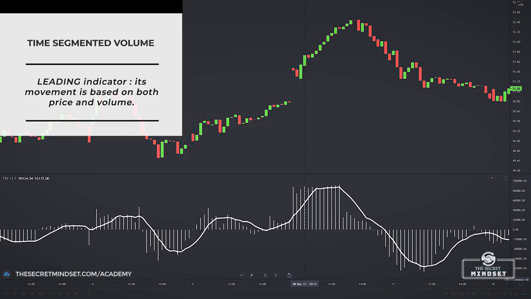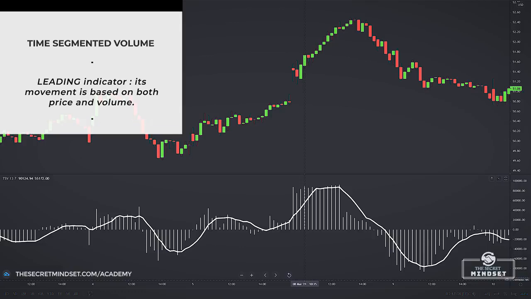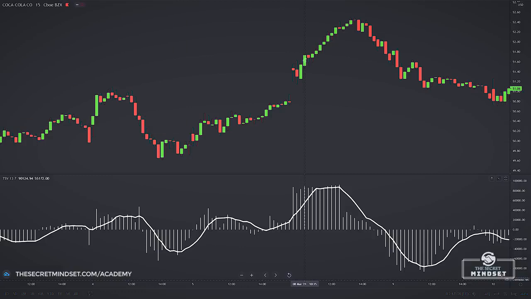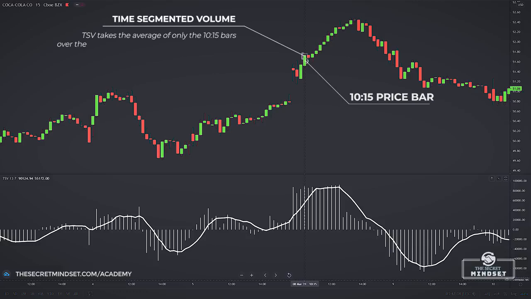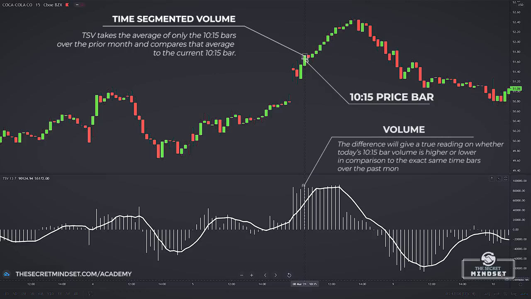Here's the key to why the time segmented volume works. Let's start with the volume on a 15-minute chart, and for example, look at the 10-15 bar. Now, take the average of only the 10-15 bars over the prior month and compare the average to the current 10-15 bar. The difference will give a true reading on whether today's 10-15 bar is higher or lower in comparison to the exact same time bars over the past month.